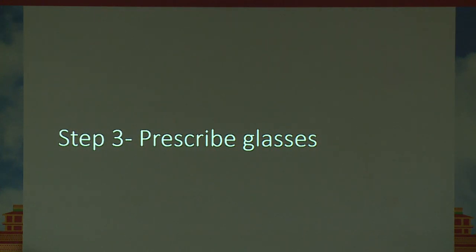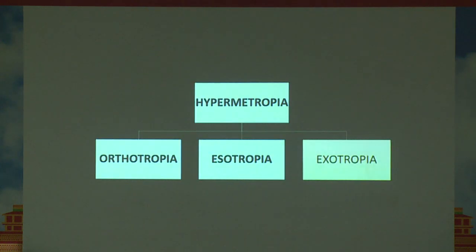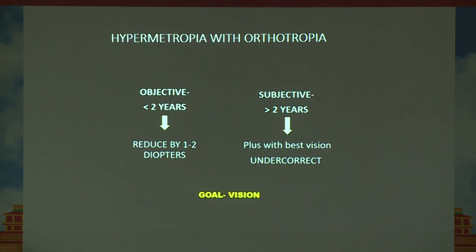The next step is to prescribe the glasses. Now that we know what the refractive error is, how much do we prescribe? If it is hypermetropia, how much we prescribe depends on the status of the child with respect to alignment. Is the child ortho, ESO or exo? If the child is ortho, most probably with a subjective refraction, if you are able to do it, we do a fogging. We give the highest plus with which the child has the best vision. Remember, here the goal is vision because the child is already straight in our OPD.